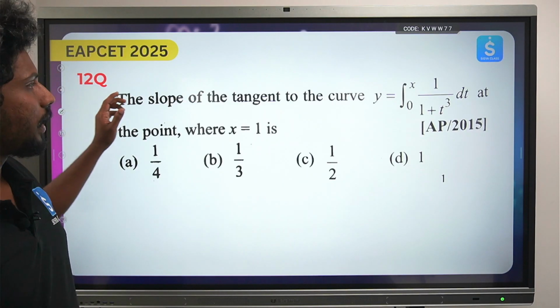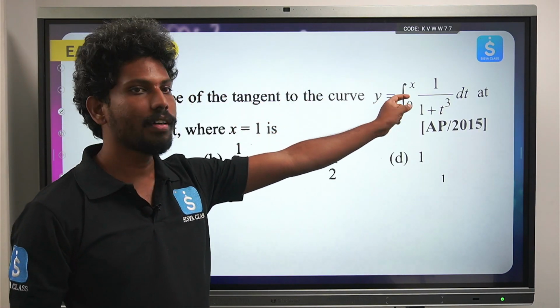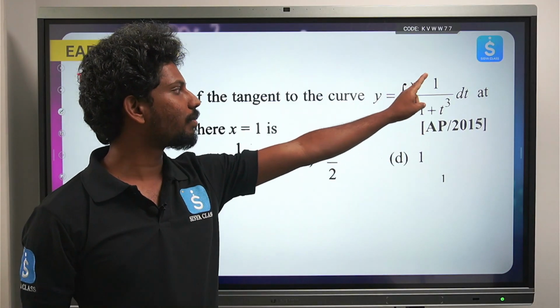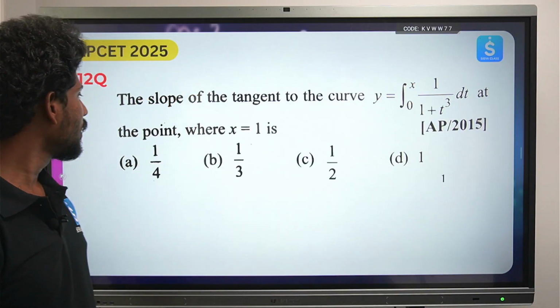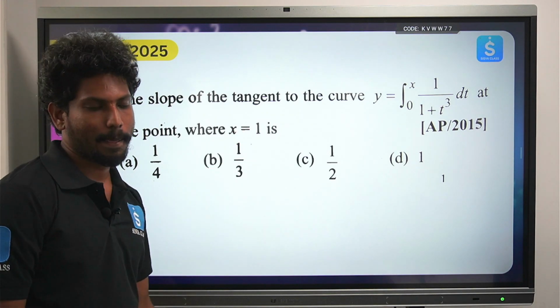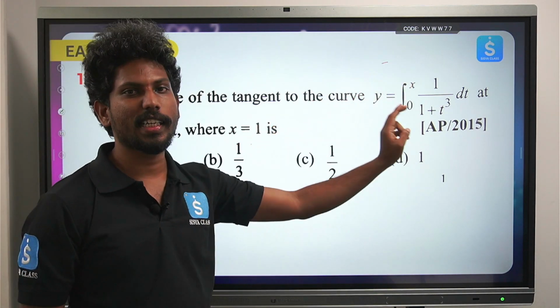Okay, so this is the last question. So we have y is equal to the integral from 0 to x of 1 by 1 plus t cube dt, the point where x equals 1 is. So look here, there is an integration involved.